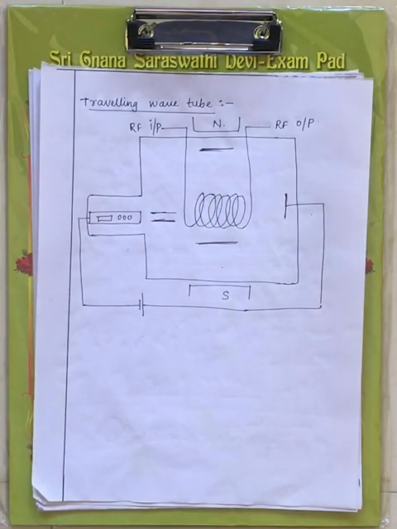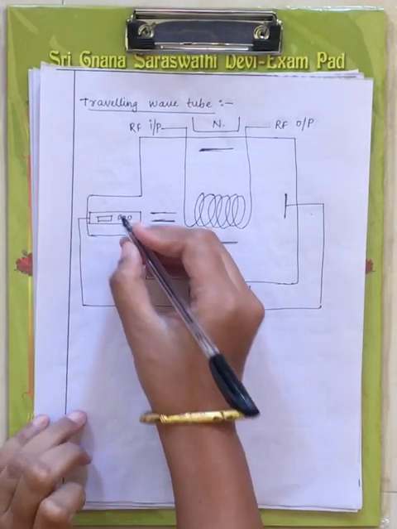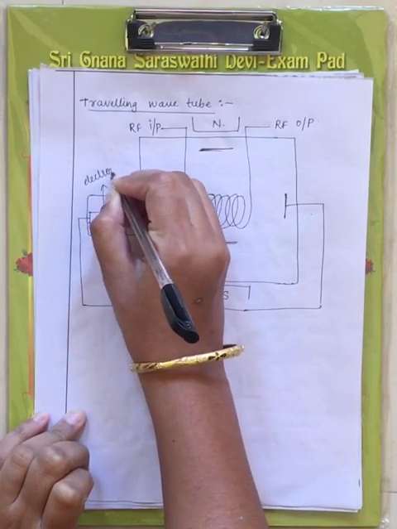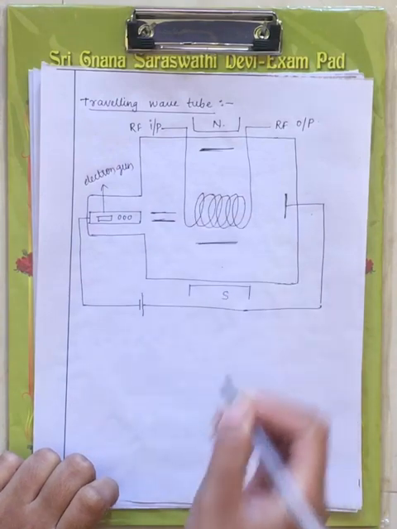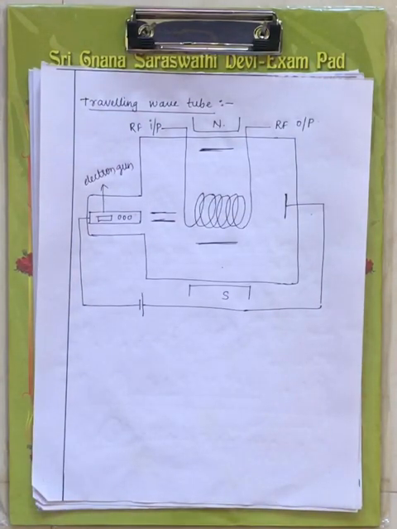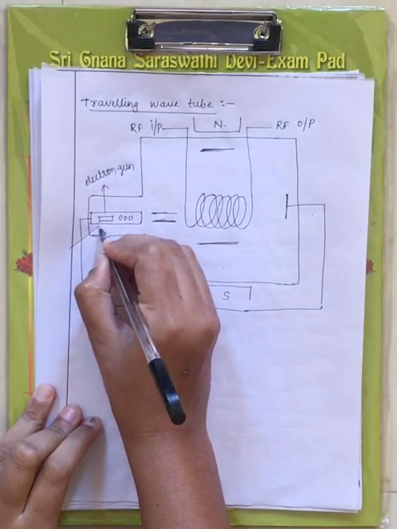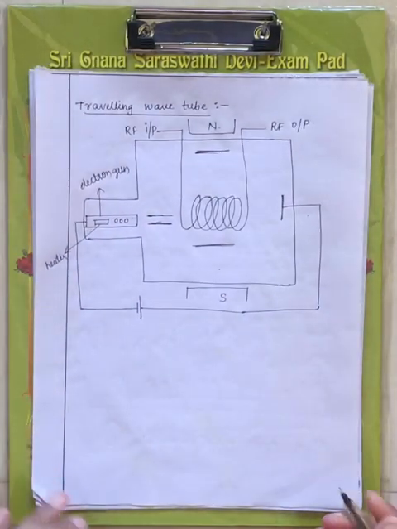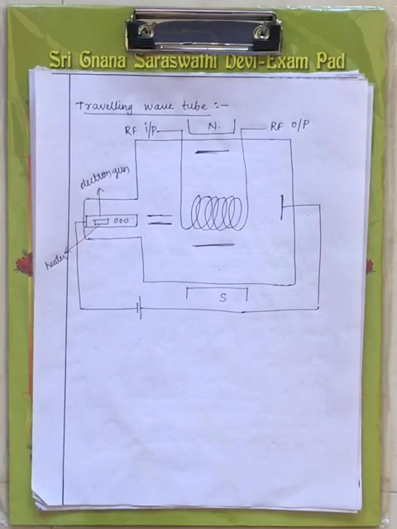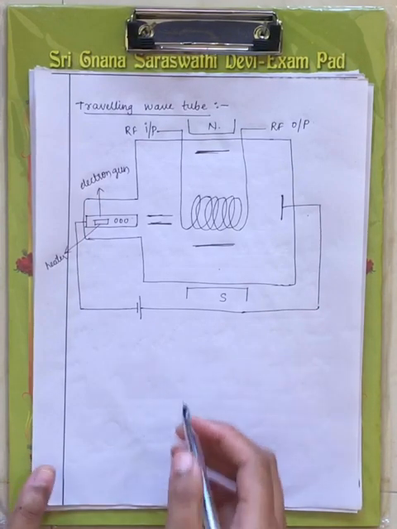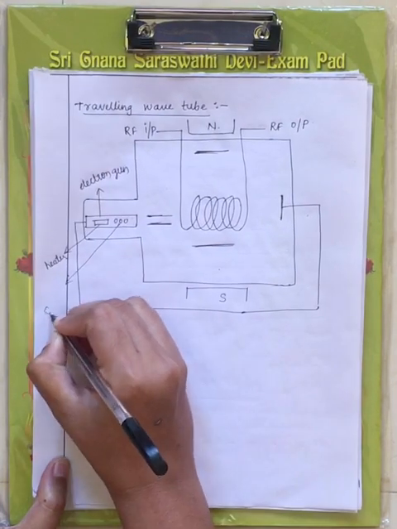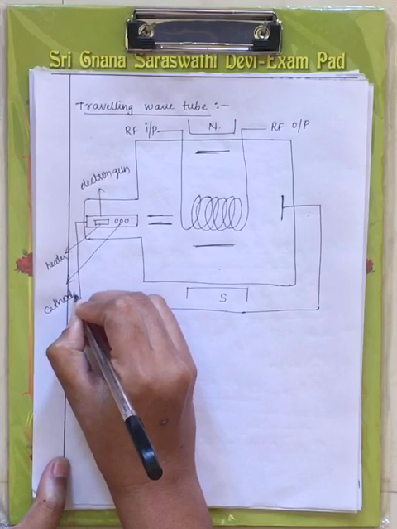Now let me explain this structure. This is your electron gun. As I have said under reflex klystron, this electron gun contains a heater. Since it is used at microwave frequencies, there is some power dissipation, and in order to avoid that we provide the heater. Here you will have the cathode. The electron gun internally contains heater and cathode.